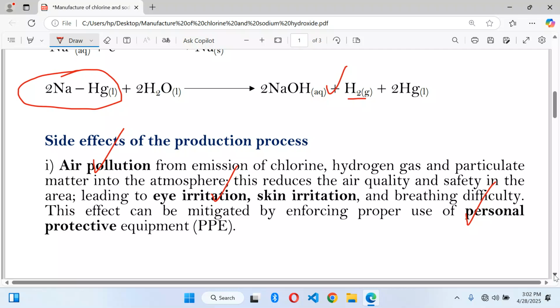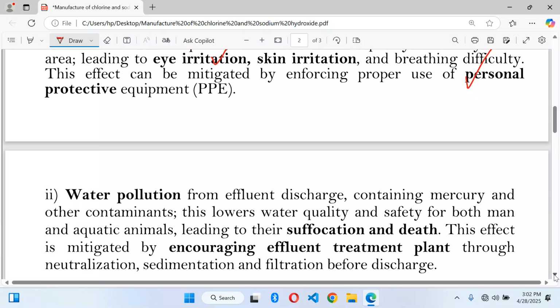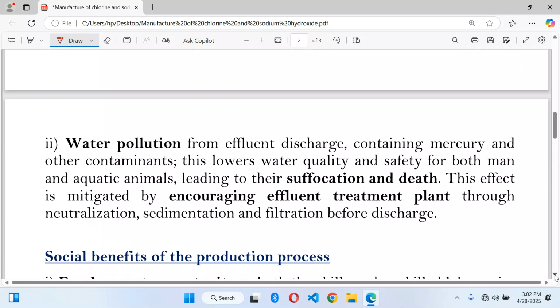Let's look at the second point. But as I said in the previous sessions, we can always put 1 point, so long as it is very explained. Now, another point is about water pollution. So water pollution is the danger. You get a point. Now tell us how it comes about. Water pollution from effluent discharge.